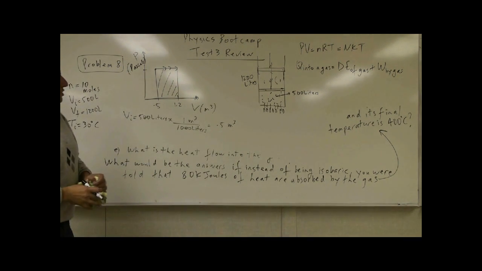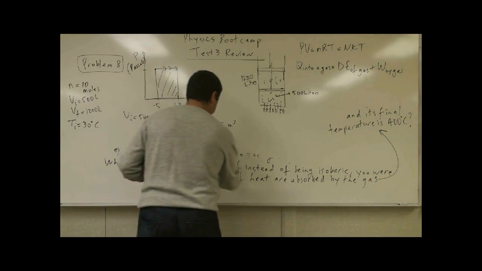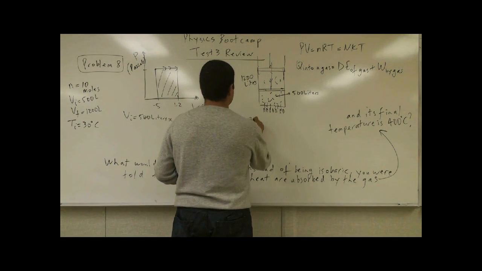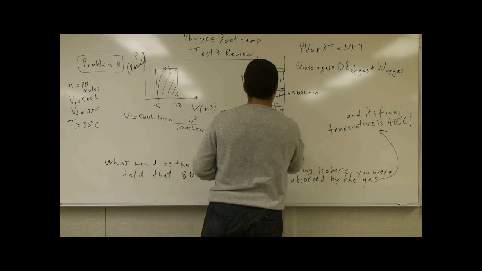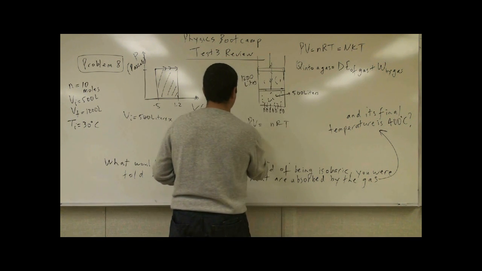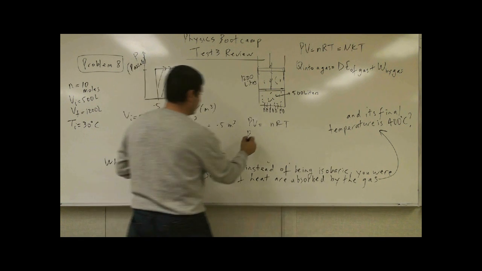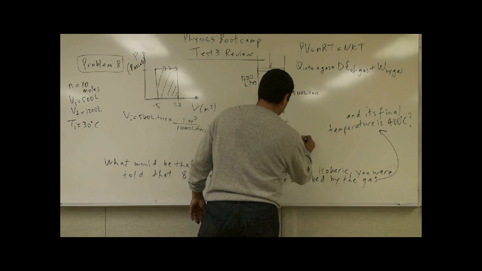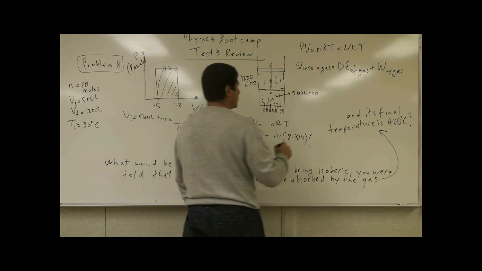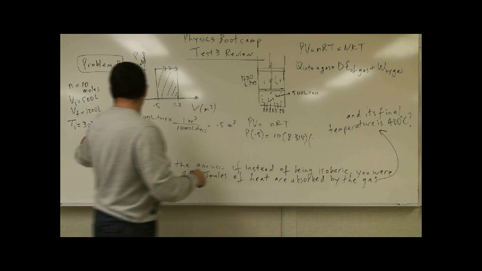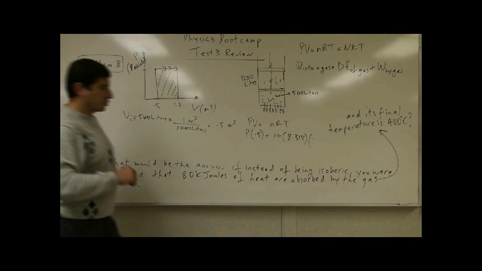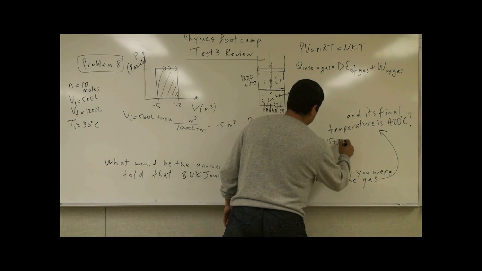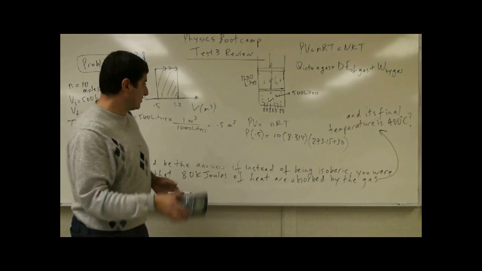Okay? So here we go. Let's go ahead and answer some of these questions. What's the pressure of the gas? PV equals nRT. The pressure, we don't know. The volume is 0.5. The number of moles is 10, 8.314. Then we convert the temperature to Kelvin. Remember, the original temperature was 30 Celsius. So we convert that to Kelvin, 273.15 plus 30.